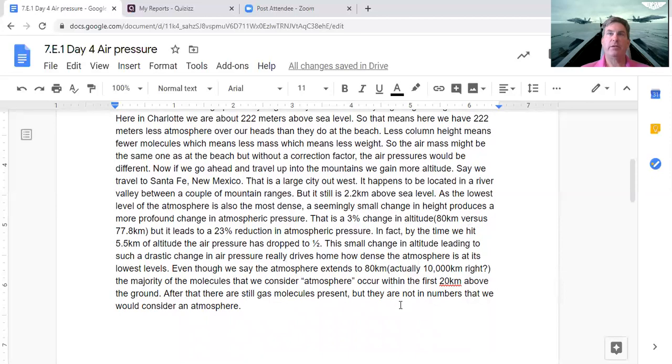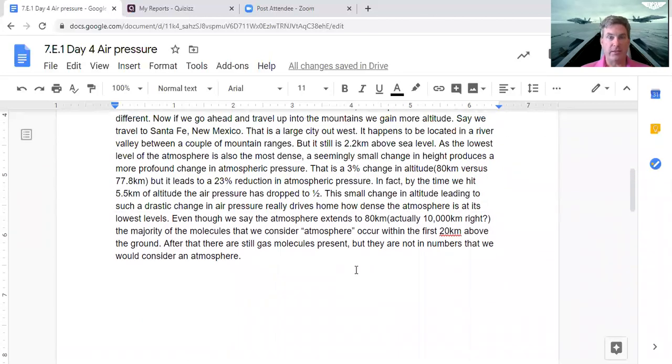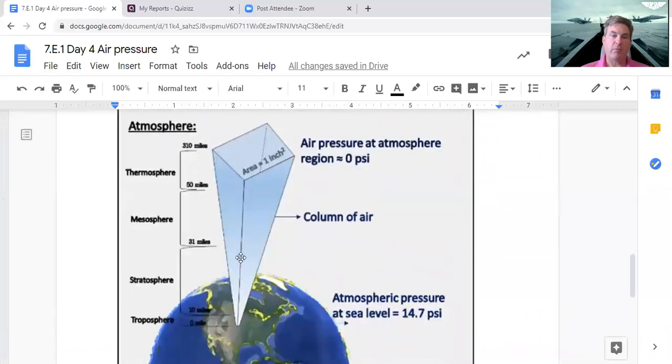Above 20 kilometers, gas molecules can travel over a kilometer before they hit another gas molecule. That's a lot, considering how far apart the atoms are. They're still there, there's just not that many. Okay, look at this again. Here's our column of air from 0 to 10, and the stratosphere, the mesosphere, the thermosphere. When you get to the top of the thermosphere, the air pressure has reached 0 psi.